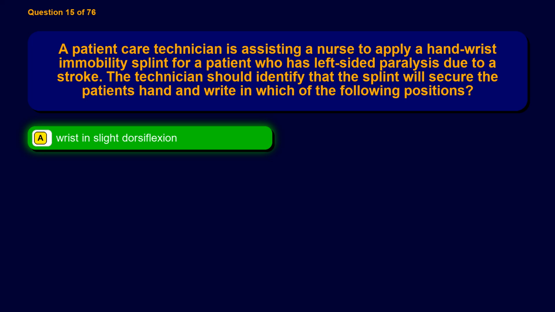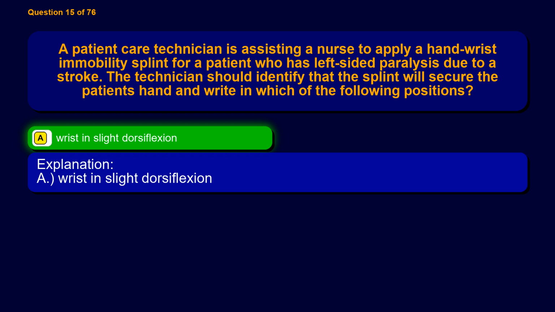The correct answer is option A. Wrist in slight dorsiflexion.